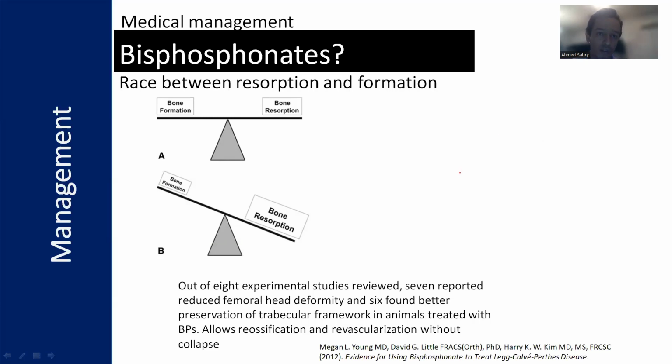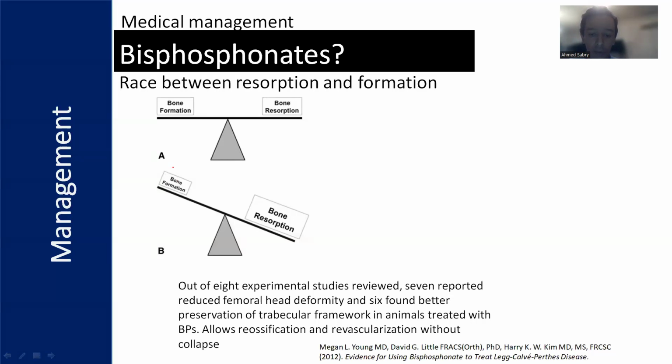Some papers have suggested medical management for Perthes disease. So some suggested bisphosphonates. They describe that there's a race in Perthes disease between resorption and formation. So in normal bone, formation is equal to bone resorption. However, in Perthes, especially in the second stage, there's excessive bone resorption while there's decreased bone formation. So this helped more in femoral head deformities.